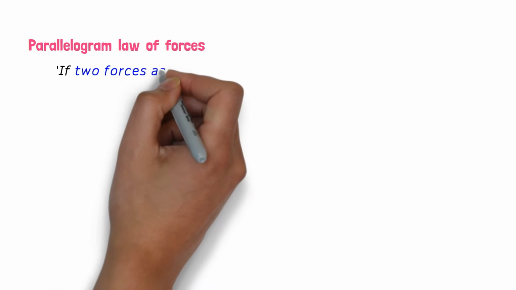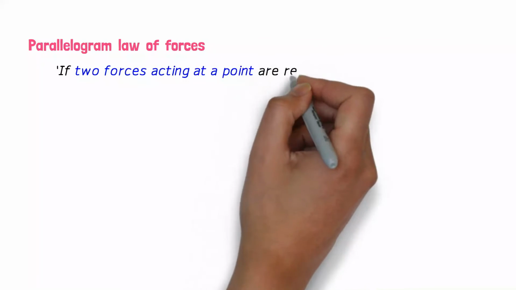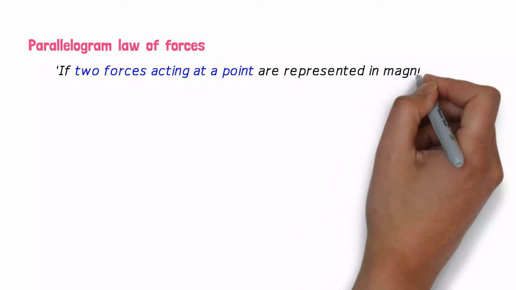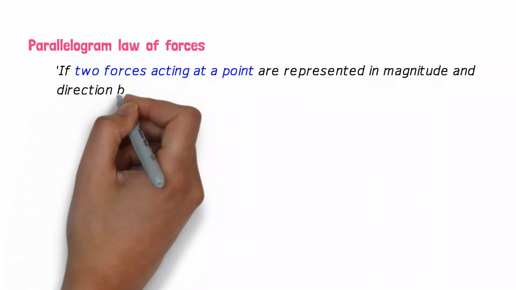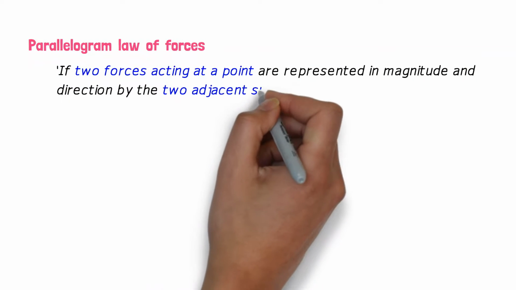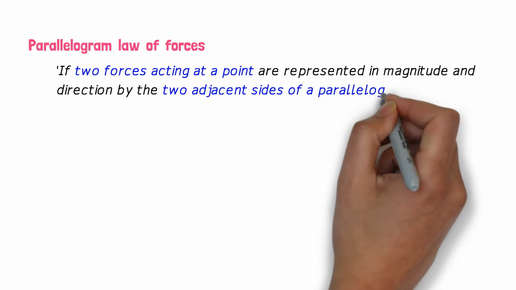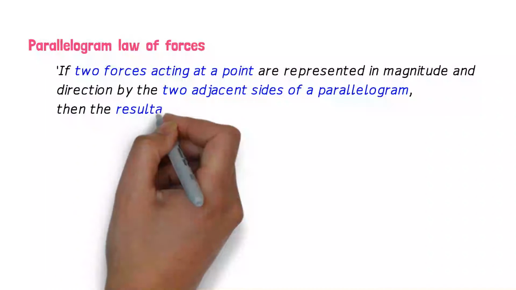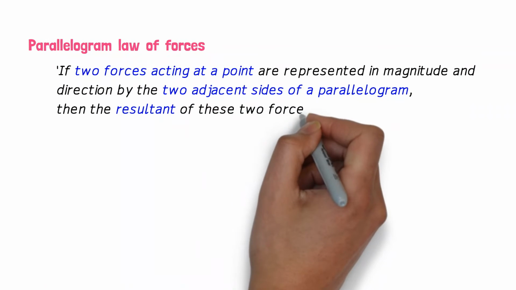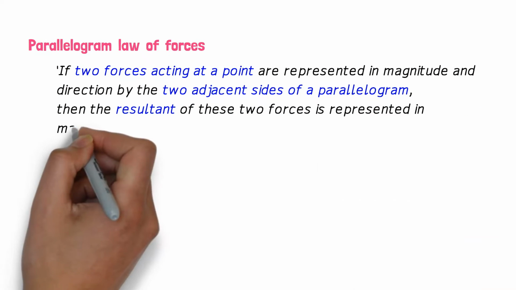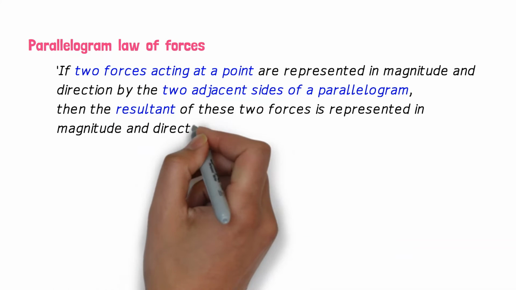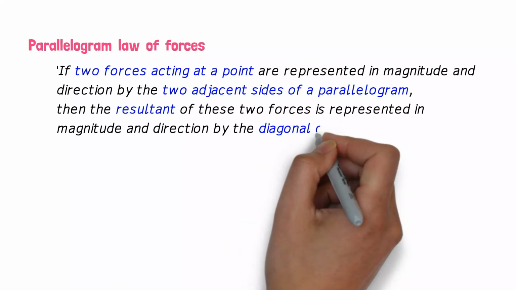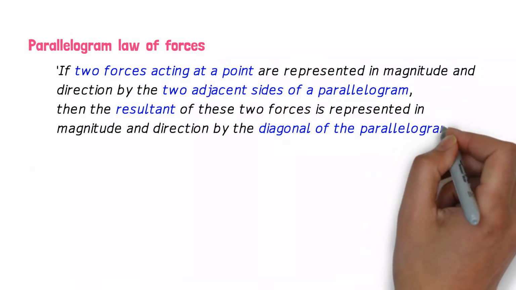Parallelogram law of forces. If two forces acting at a point are represented in both magnitude and direction by the two adjacent sides of a parallelogram, then the resultant of these two forces is represented in both magnitude and direction by the diagonal of the parallelogram passing through the same point.